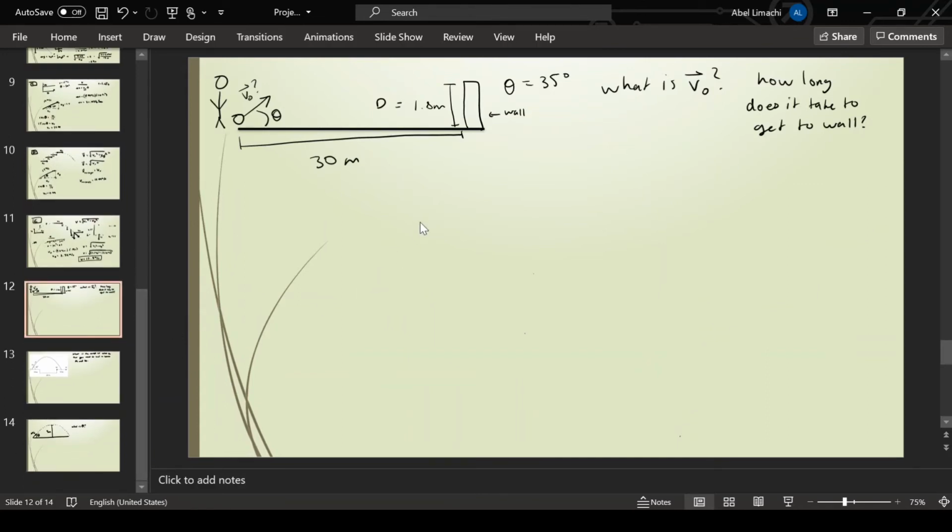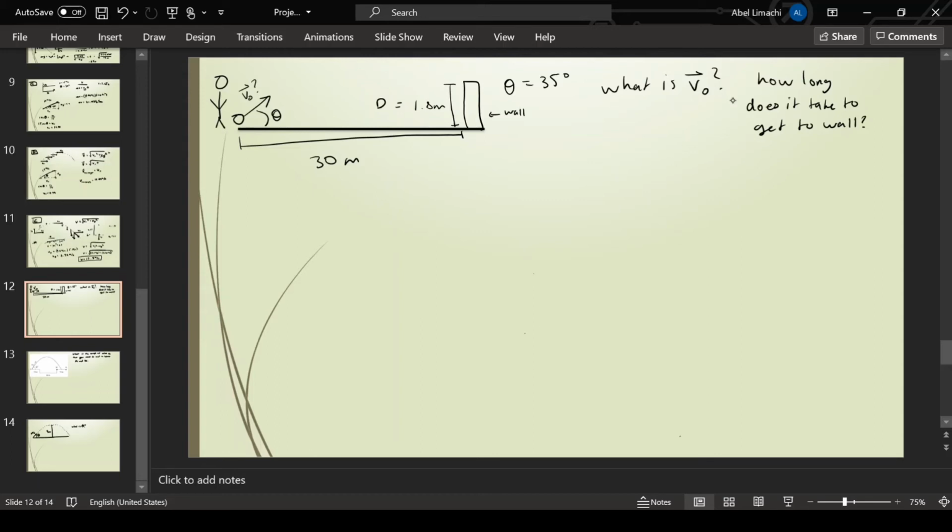Alright, we have this guy here that's about to kick a soccer ball this time, at an angle of 35 degrees above the horizontal. It's going to travel 30 meters, and there's going to be a wall, distance d, which is 1.8 meters. What is V initial? How long does it take to get to the wall? This is going to be a complicated problem.